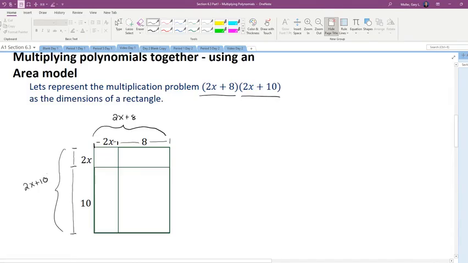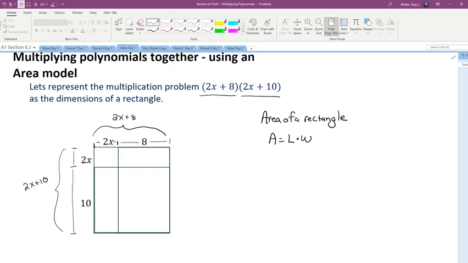So that is why this rectangle I have drawn represents the multiplication of 2x plus 8 and 2x plus 10. Now, finding the area of a rectangle, you should have maintained that knowledge. The area of a rectangle is just the length times the width. And so our length is 2x plus 8, our width is 2x plus 10, or vice versa. But this is why we can represent this multiplication problem with this rectangle.